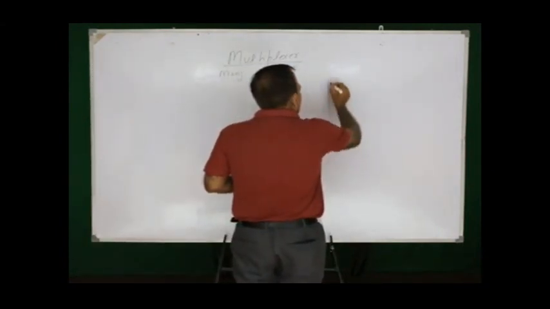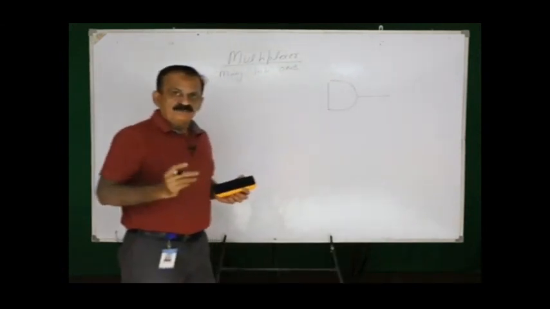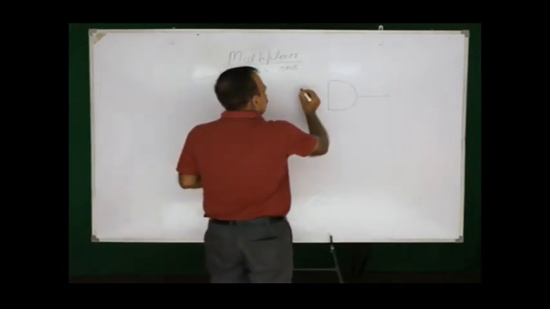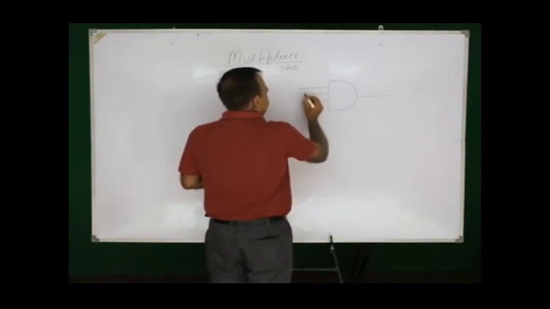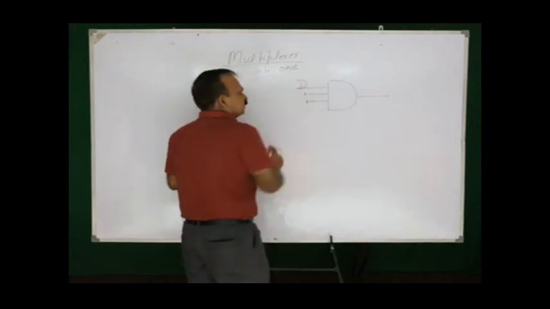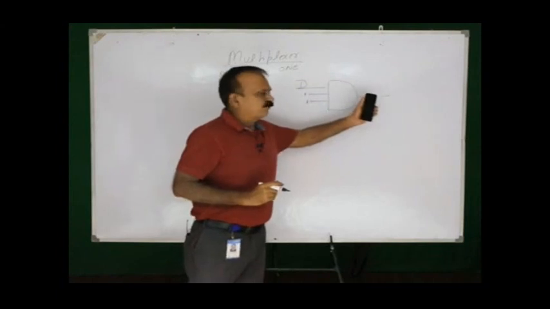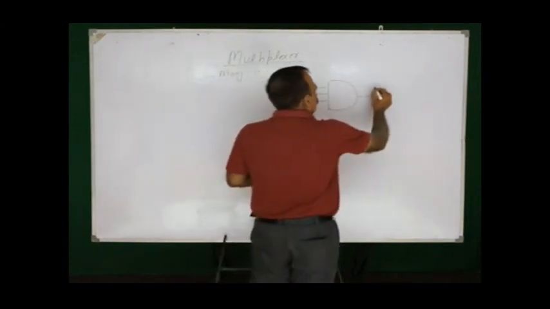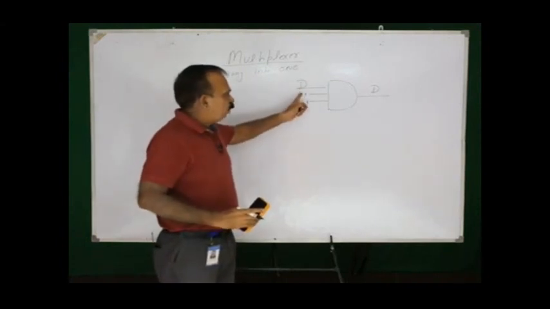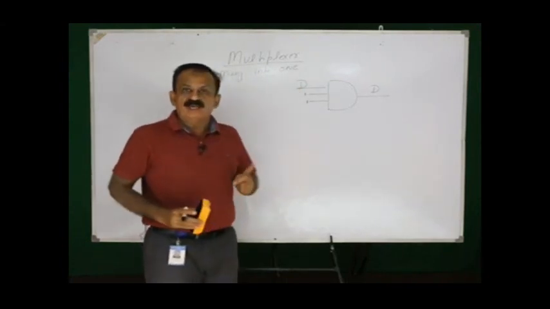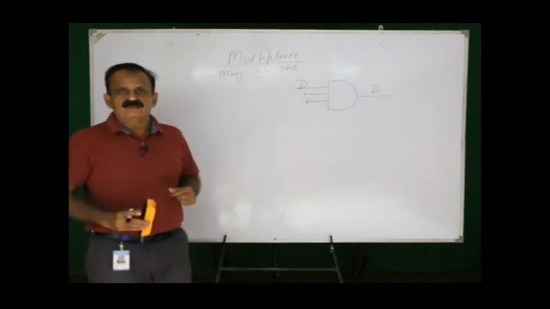One will be the AND gate, and the property of the AND gate is that if all other inputs are 1, say this input is 1, this input is 1 and this input is D, this particular input will be shifted to output, or I will say the output will be equal to this input if all other inputs are 1. Now, this property I will be using for this multiplexer.